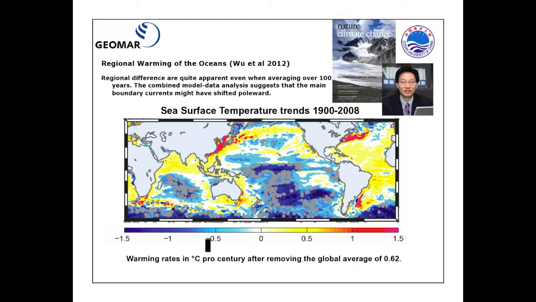So this shows you a map of the 100-year-long sort of observed SST trend locally. It's not really observed, because we have many observations, but not global. So what we do, we take the observations where we have them, and we use an ocean model where we can. We put the models and data together and do an assimilation.